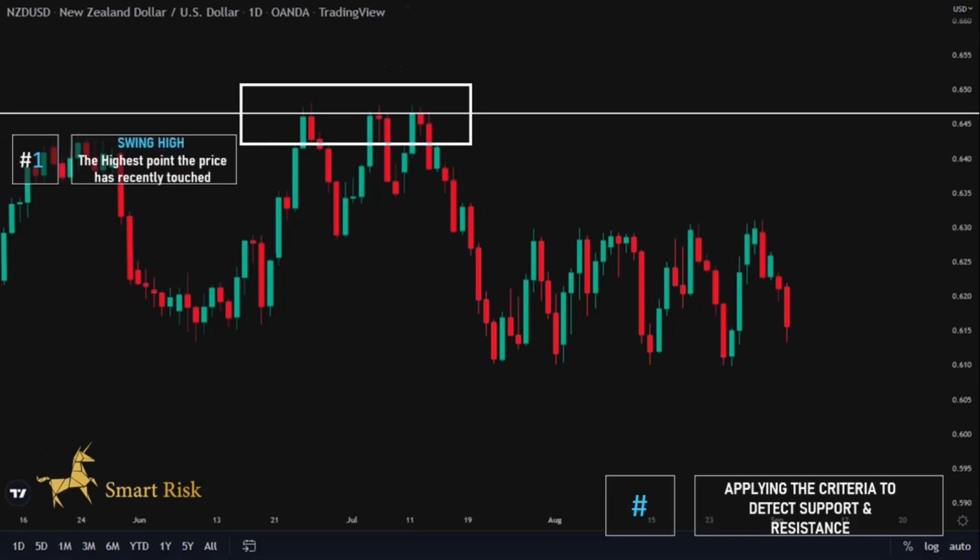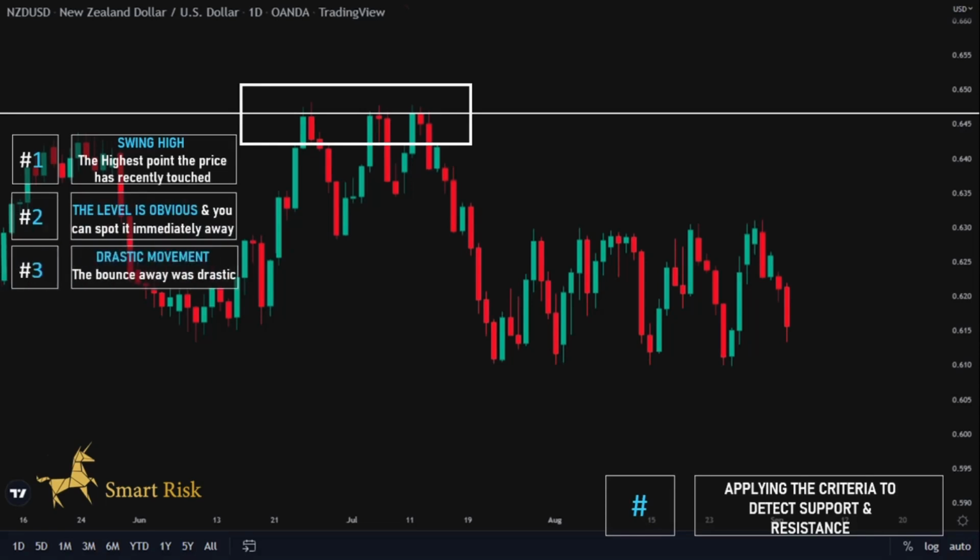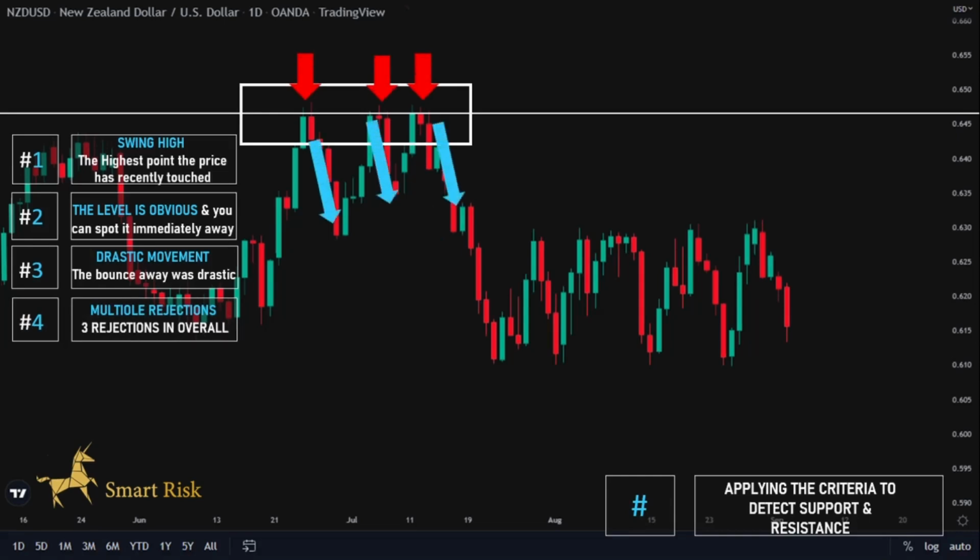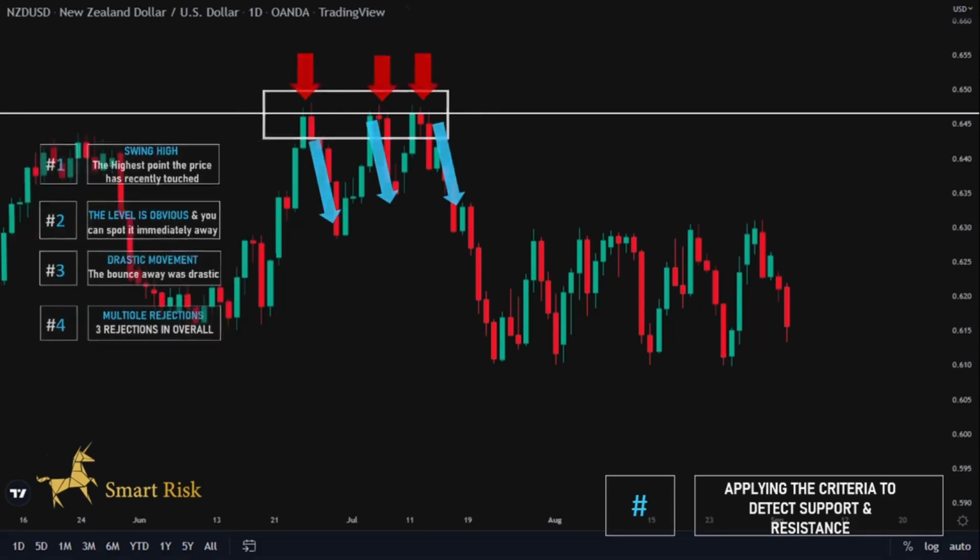1. This level is a swing high, meaning it is the highest point the price has recently hit. 2. The level is obvious, and you can spot it immediately in just seconds. 3. Drastic movement, as you can see price drastically bounced away after it touched the level. And 4. As you can see there were multiple rejections of this level, because if you look closely there were 3 smaller rejections of this level. So we're heading down now.